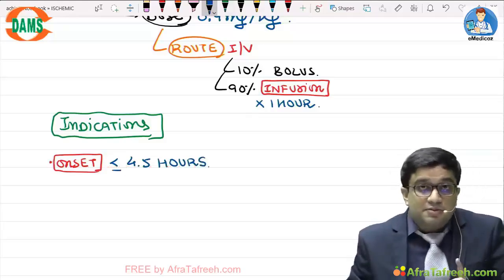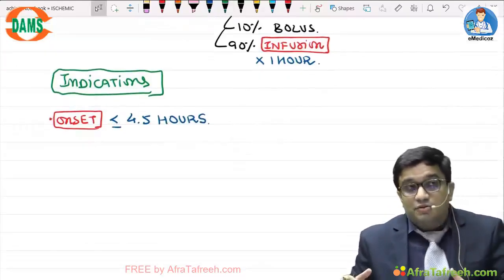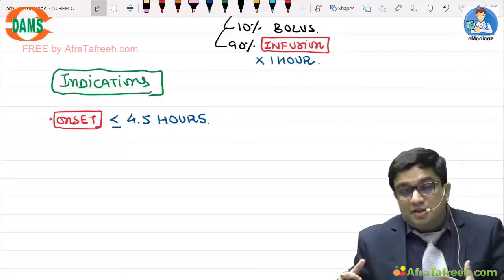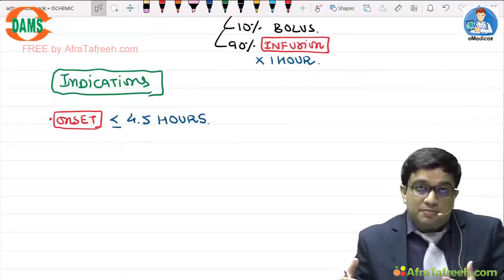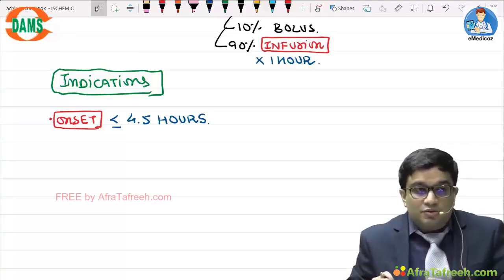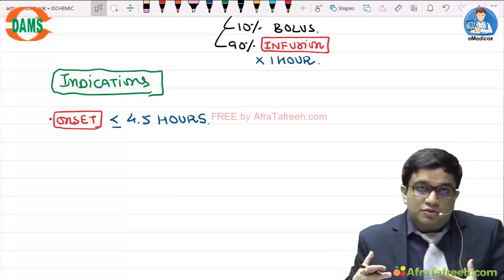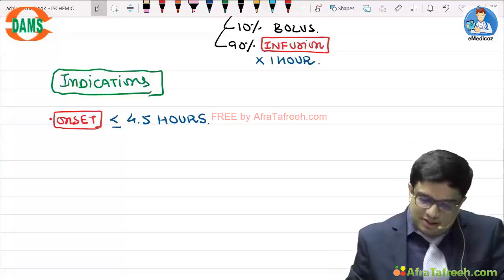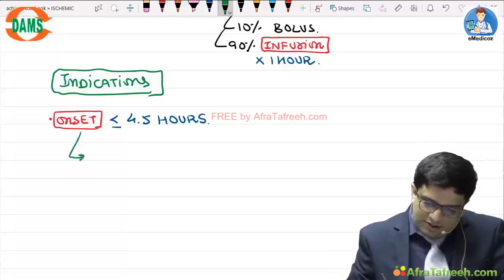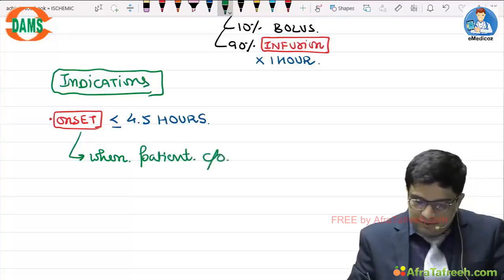Now what is the meaning of the word onset? Onset means that the person himself complained of the symptom. That is one thing which I know as subjective onset. If the patient was alone at home and no one was around him, and he could not call anyone and no one could see him, then one onset definition is when the patient complains of symptoms.